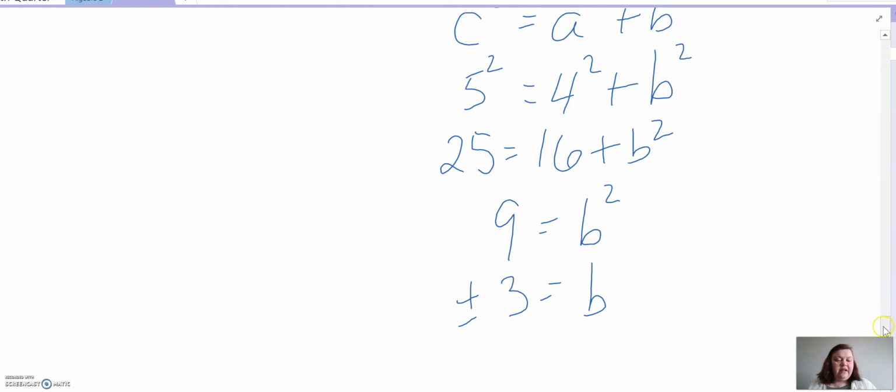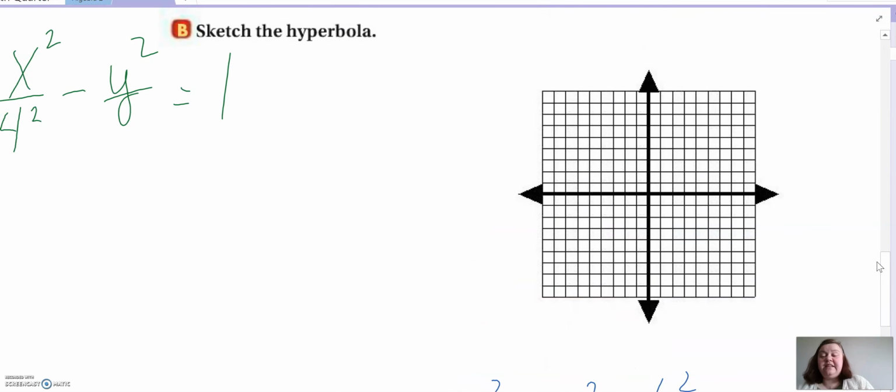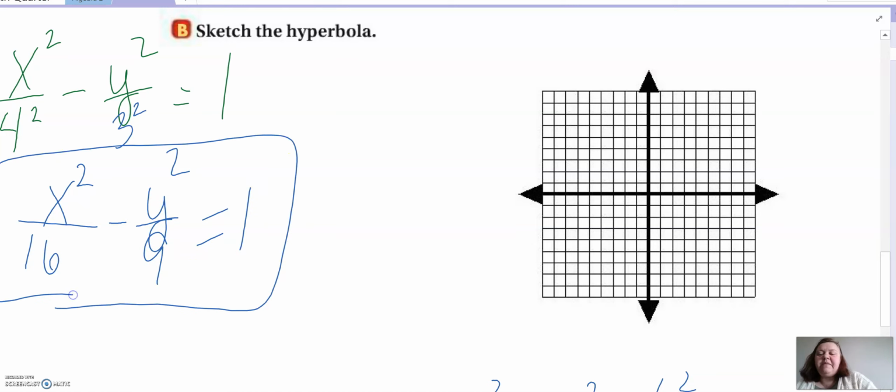So if I go back up to my equation, I'll have plus or minus 3 squared, or I could just write 3 squared for this. Okay. Now I don't want to leave it with the 4 squared and the 3 squared for my final equation. I do want to actually square the numbers. So I have x squared over 16 minus y squared over 9 equals 1. That would be my standard form.